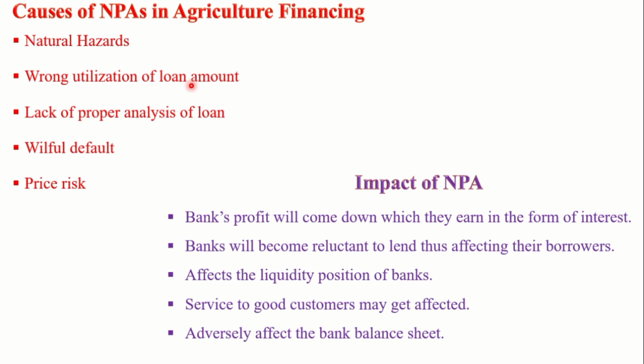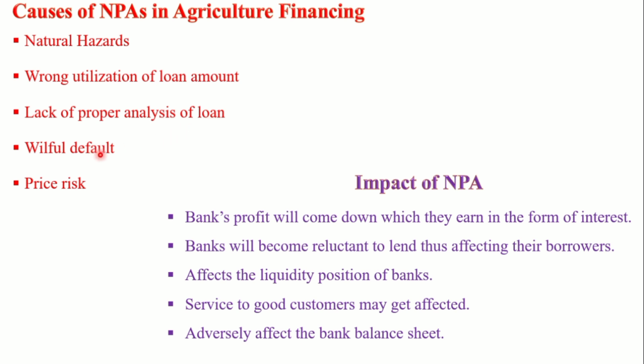Lack of proper analysis of loan amount, that is, before borrowing the loan, farmers are not able to properly analyze the loan or project for which they are taking the loan. What are the different costs and what is the income from that project, that is not properly analyzed by the farmers. That may be one of the causes for non-performing assets in agriculture financing.